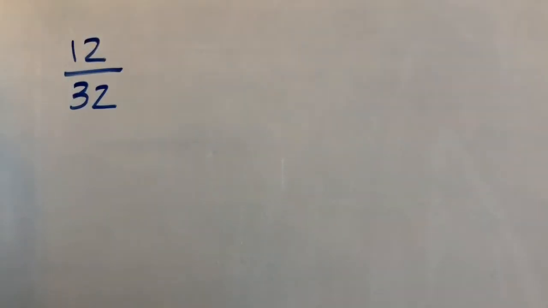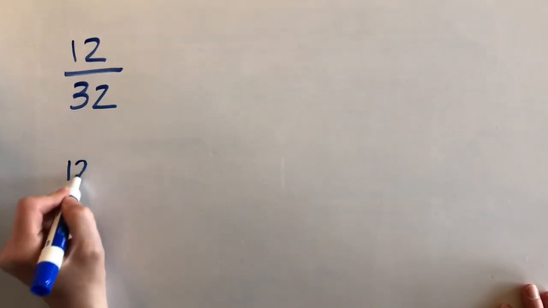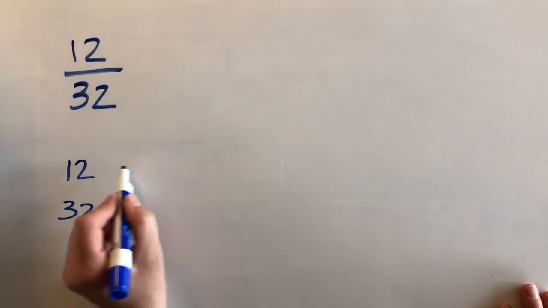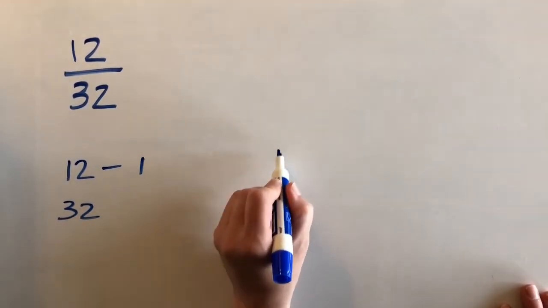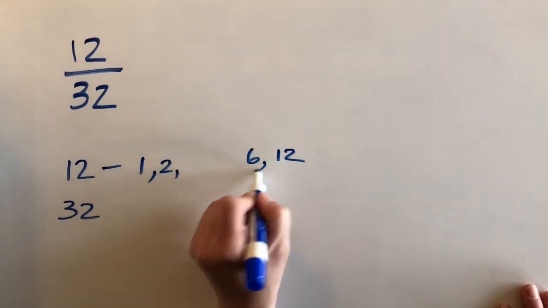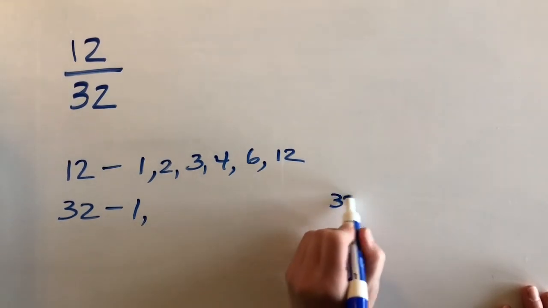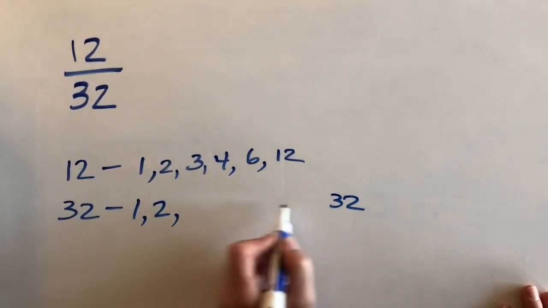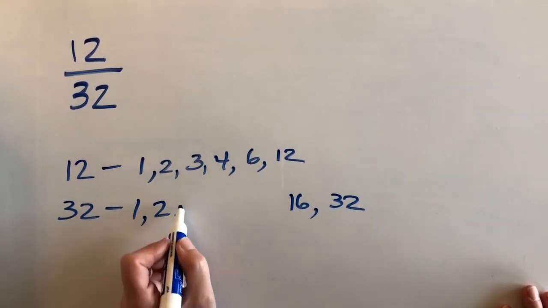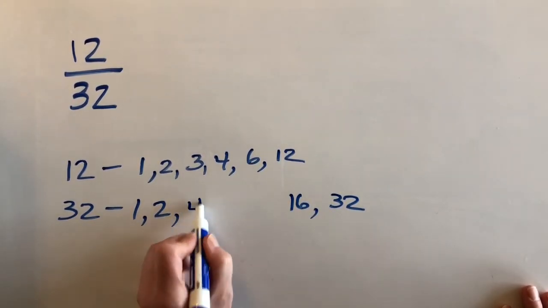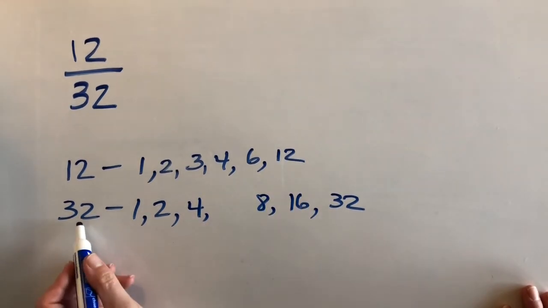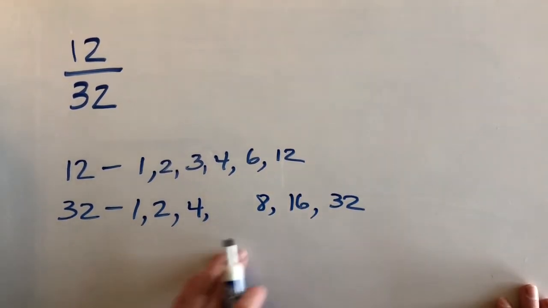I have one more problem for good measure. Our last problem is going to be 12/32, and we are going to find an equivalent fraction for 12/32. Once again, you're going to find the factors of both of the numbers. So for 12, we have 1 and 12, 2 and 6, 3 and 4. And then for 32, we have 1, 32, 2 times 16. 3 is no. 4 would be 4 times 8. 5, 6, no. 7, nope. Okay, and then those are all of them.